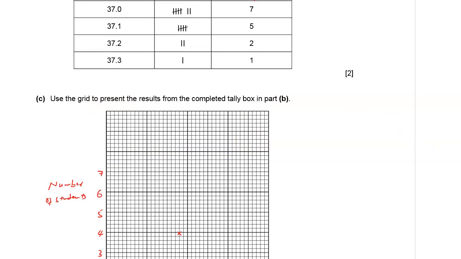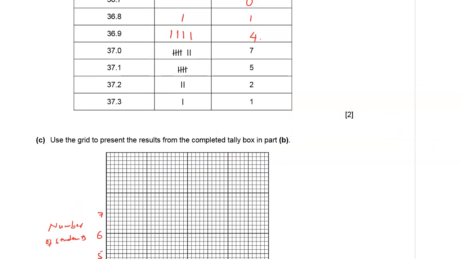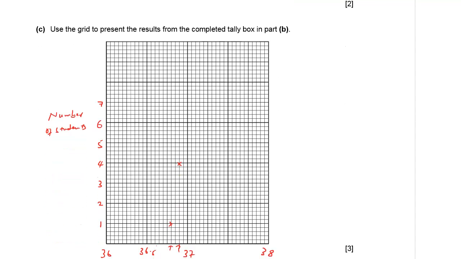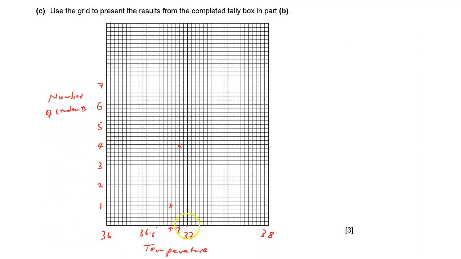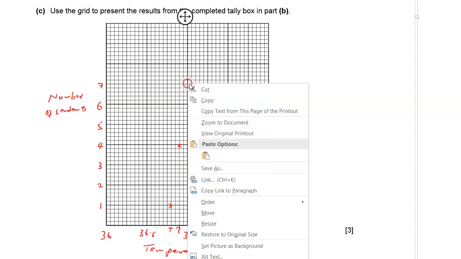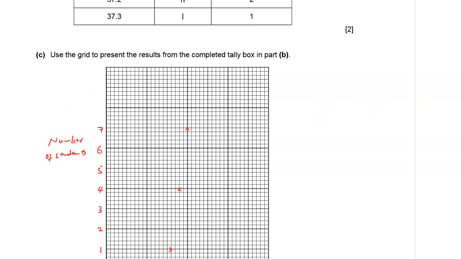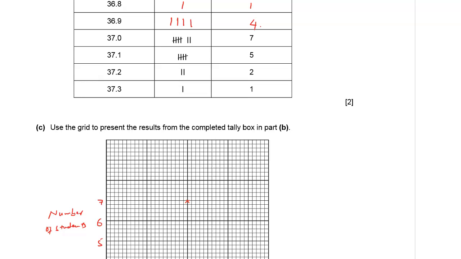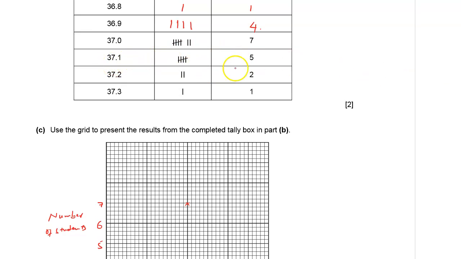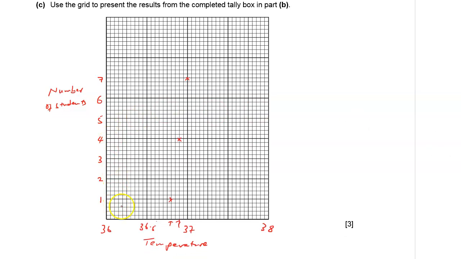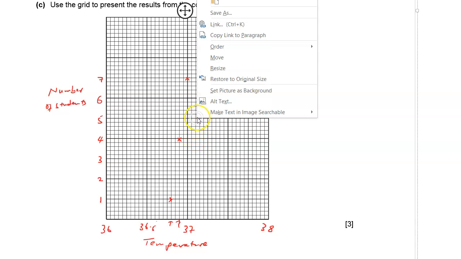Next we have 36.7. We have 7 students. That 6.7 is right here. We have 7 students. 7 students is there. And then we have 37.1. That 7.1, those are 5 students right there. That 7.1 is here. So we go all the way to 5. I have there.